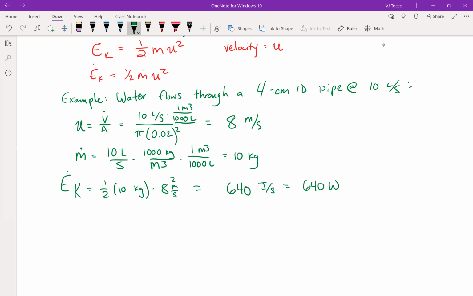If I had water flowing through a 4-centimeter inner diameter pipe at 10 liters per second, first of all, 8 meters per second is pretty fast for the water to be flowing through. Also, 10 kilograms of water per second is a decent amount. So this seems like it'd be a lot of energy, but it actually isn't that much energy when you compare it to a light bulb.